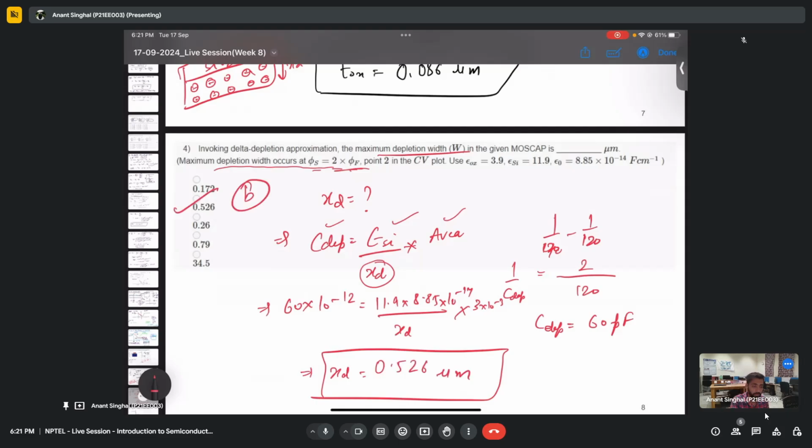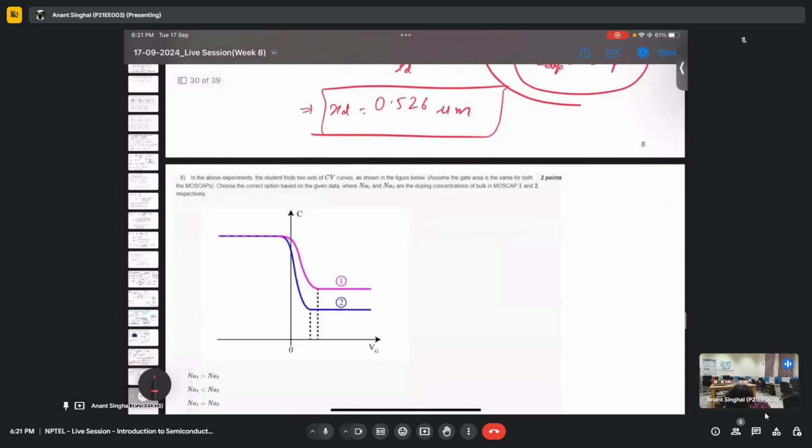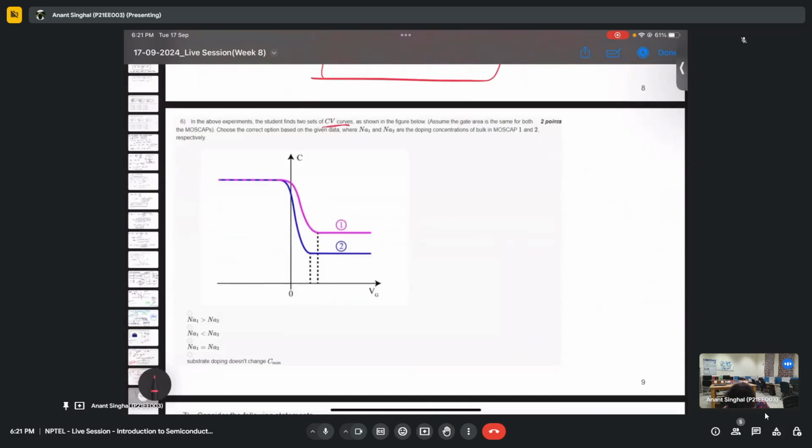Is it fine? Yes, sir. One thing I'm impressed by is that the students were able to get this depletion capacitance. So let's move ahead. In the above experiments, the student finds out two sets of CV curves as shown in the figure. The gate area is same, so area is same.